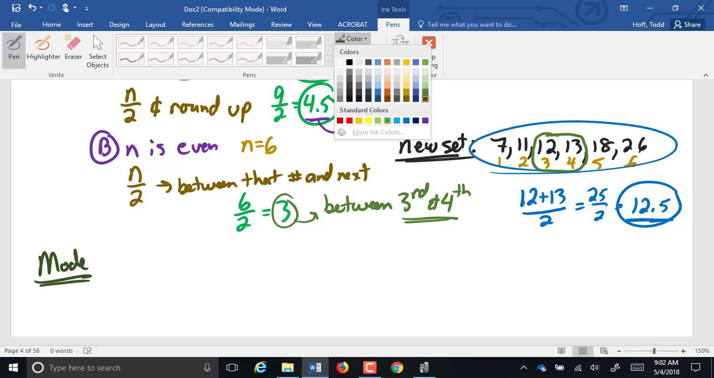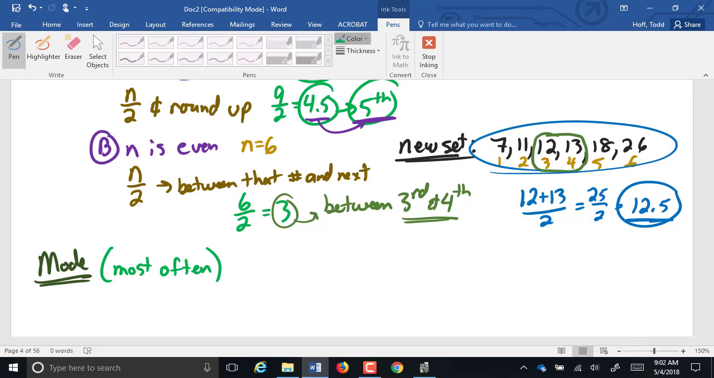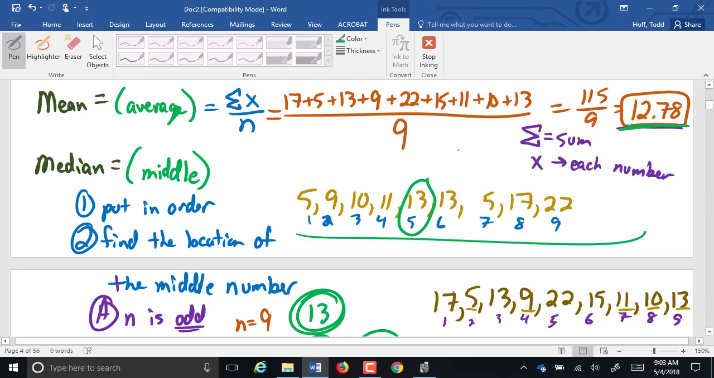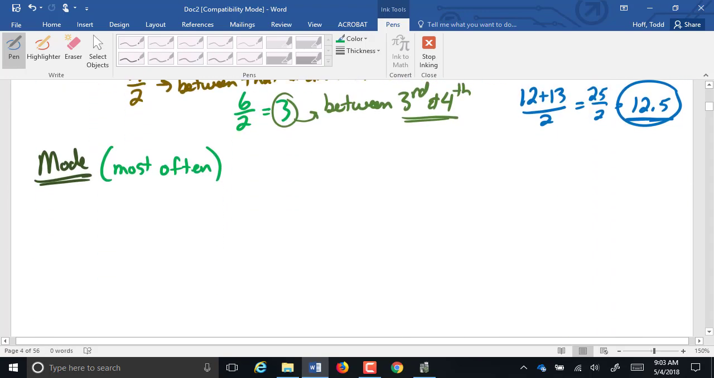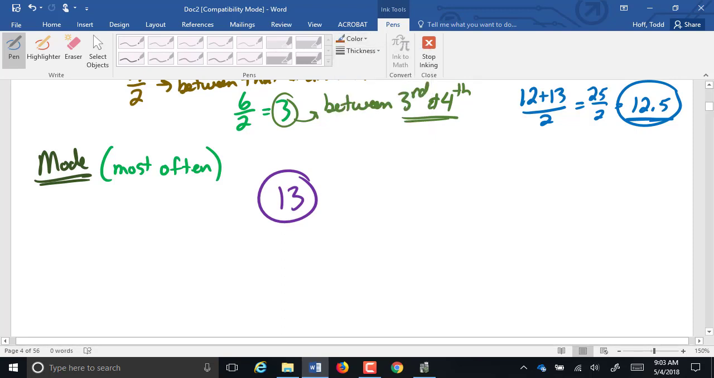Next, we have the mode. The mode is the number that occurs the most often. So back up to our original data set, not this new one here, but back up to the top. Usually it's easier when I use the ones I put in order for the median. What number here occurs the most often? 13 is the only one that appears twice. So 13 is my mode. Now in a large data set, the mode is very useful. In small data sets like these, the mode usually isn't terribly useful.